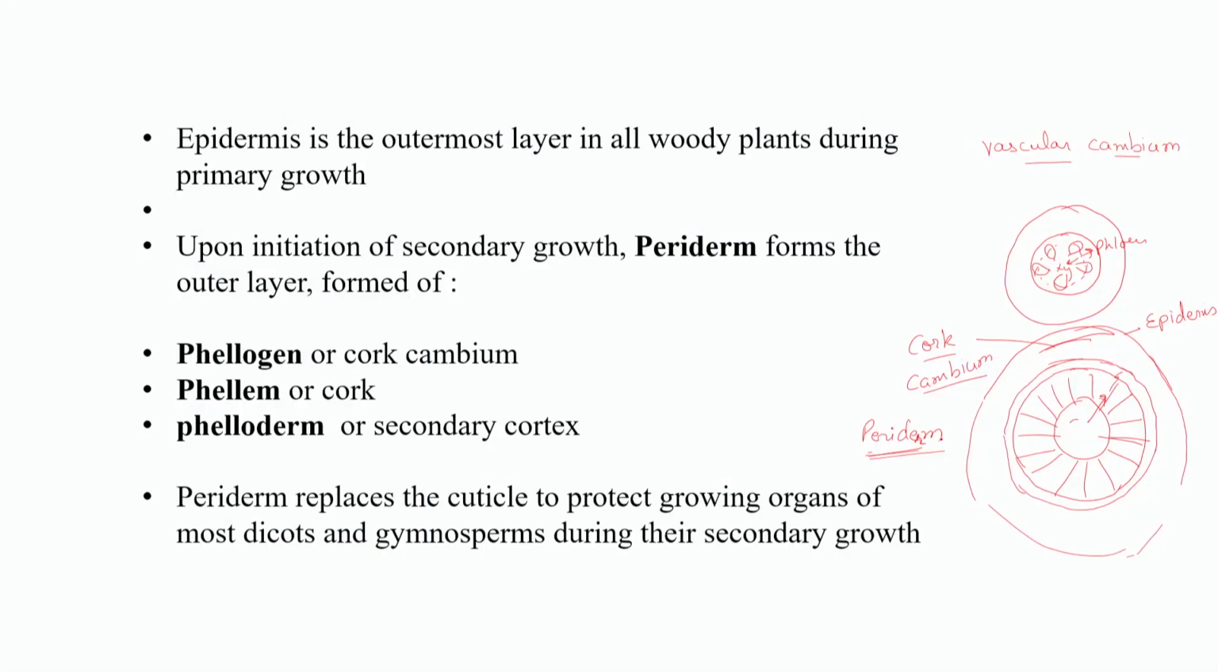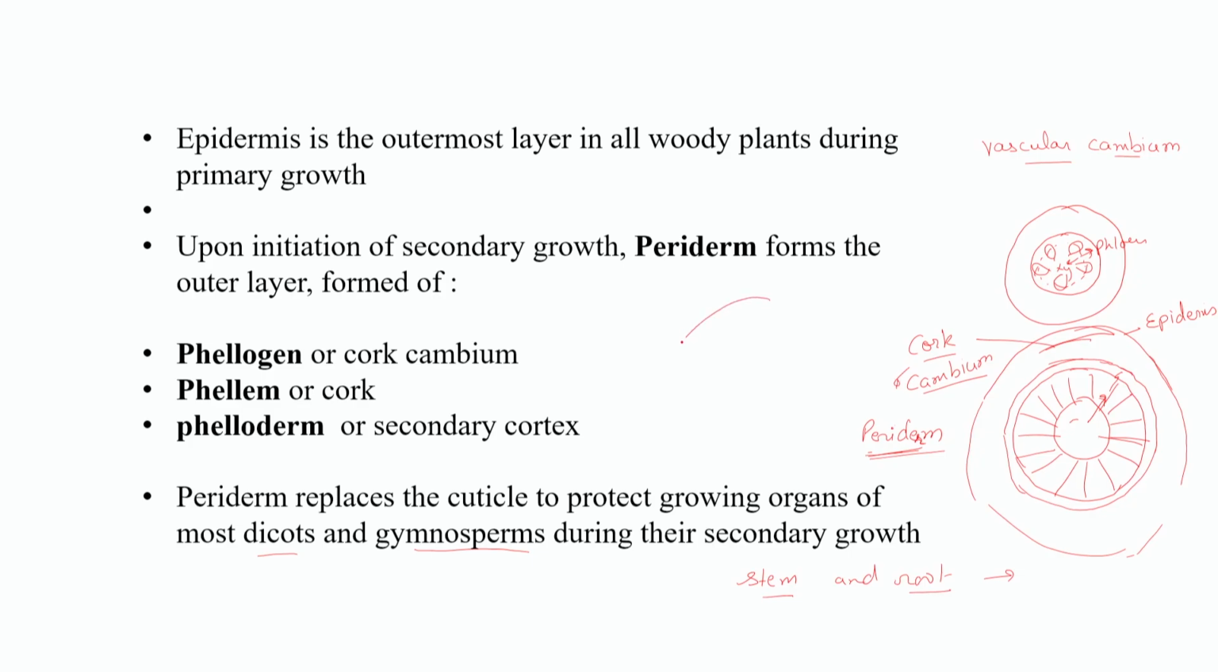You can say that it is not living also, and it will provide protection from the outer side. It is found in dicots and gymnosperms where secondary growth will occur. So it will be there in stem as well as root. Both root and dicot stem will undergo this type of secondary growth. Now this periderm is formed by cork cambium.